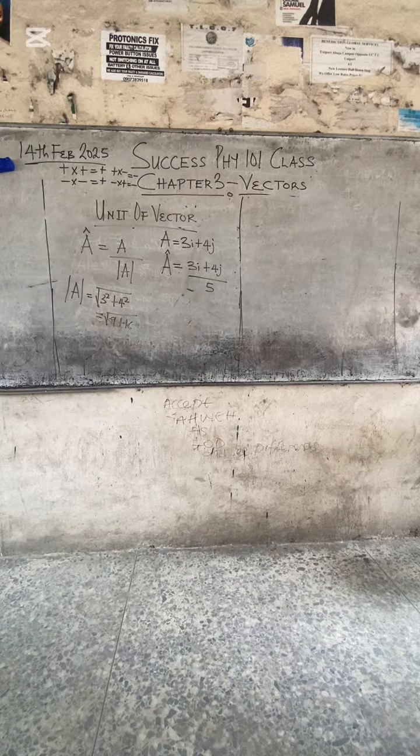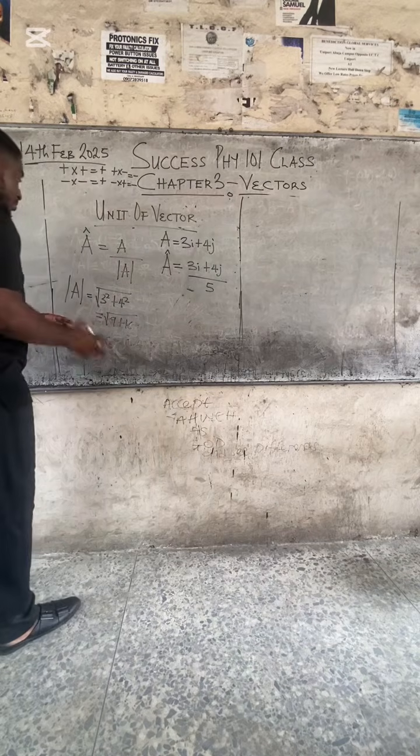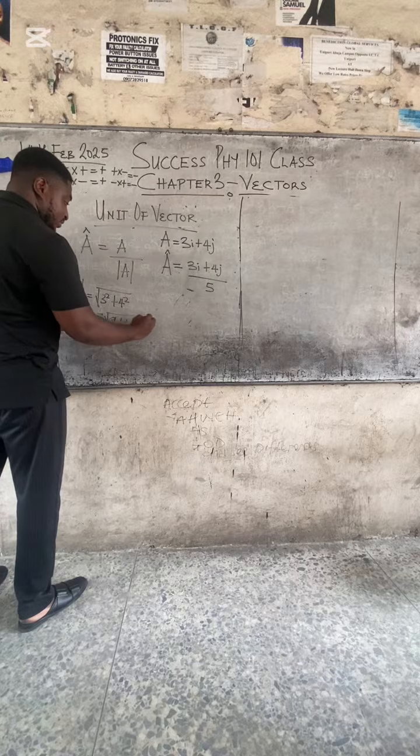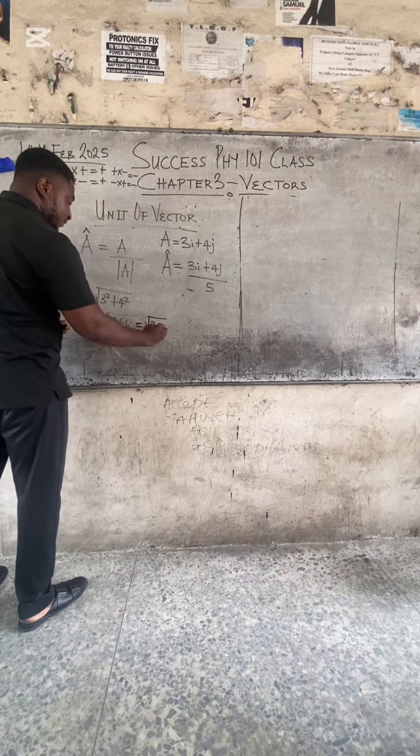So the unit vector is 3i plus 4j all over 5. 3i plus 4j all over 5. And 9 plus 16 gives you 25.